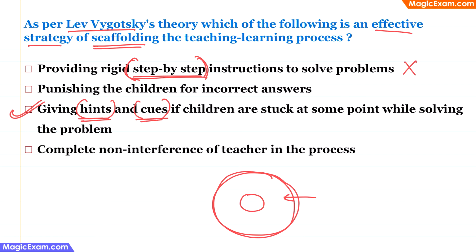Next, punishing the children for incorrect answers. This is not scaffolding at all, and this is not linked to Lev Vygotsky's theories. Therefore, this is also incorrect. The last one, complete non-interference. Now, if the teacher does not interfere at all, then she is not providing any sort of support or help. Therefore, there is no scaffolding that is happening. Therefore, this is also incorrect.